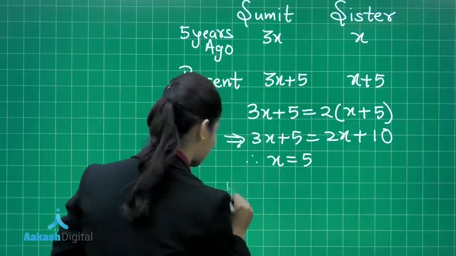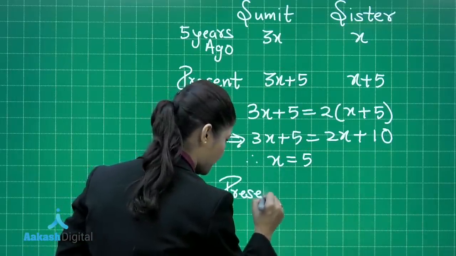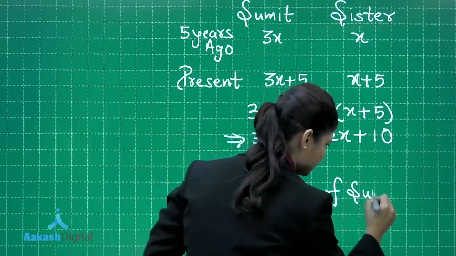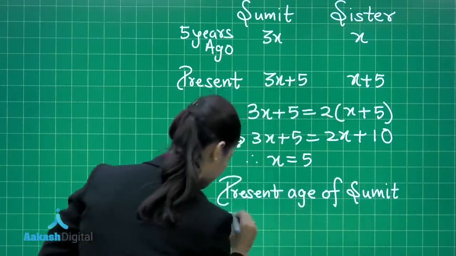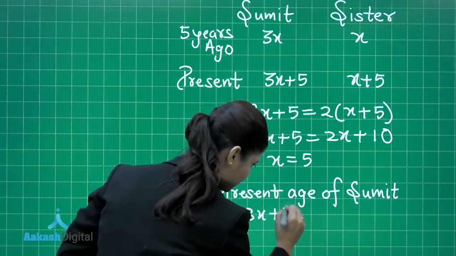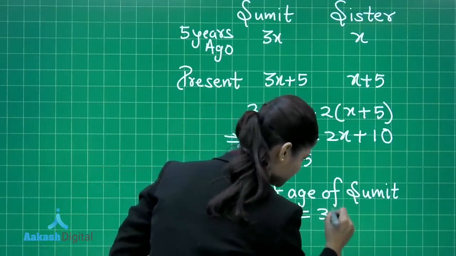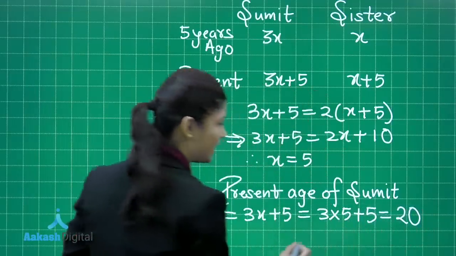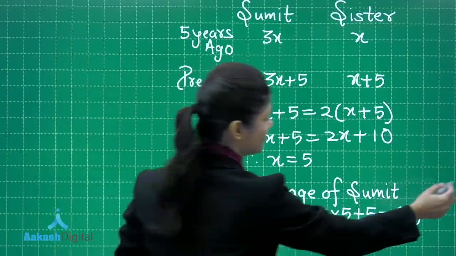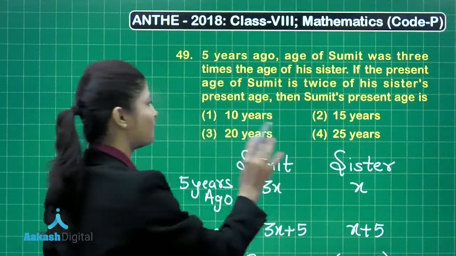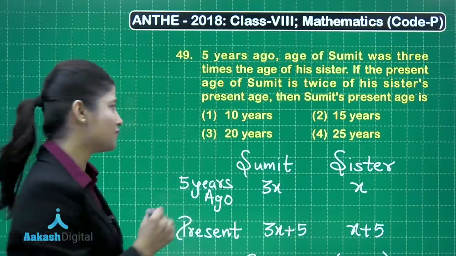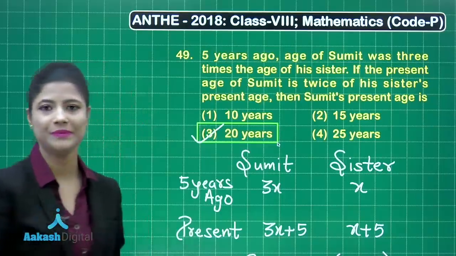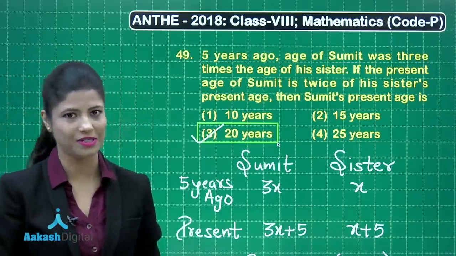So x is 5, and I need to obtain the present age of Sumit. Here the present age of Sumit will be given as 3x plus 5. Substituting x as 5, I get 3 into 5 plus 5 equal to 20 years. So the present age of Sumit is definitely 20 years. Coming to the 4 options provided in this question, the present age of Sumit is 20 years. That's why the correct answer is option number 3. I hope it is clear. Let's come to the next question.